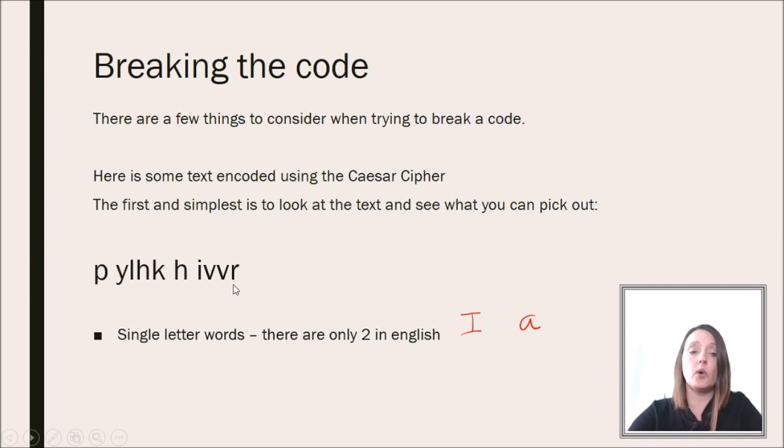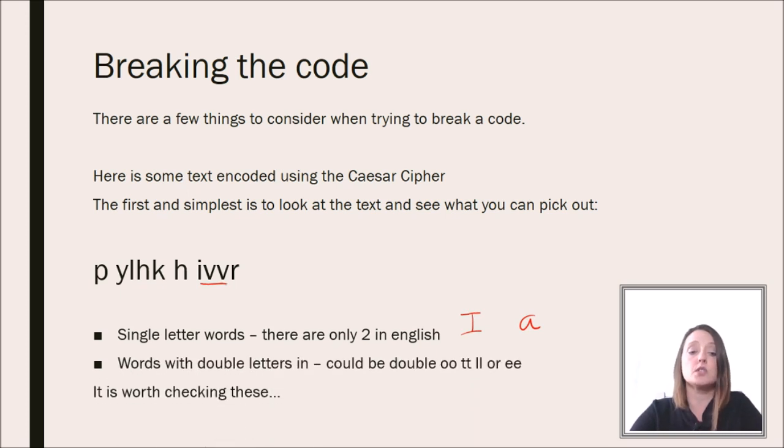Now, in this 4-letter word, this last 4-letter word, there's something else that's quite unique about it. And that would be that it has 2 letters following each other which are the same. So words with double letters in them. Again, there's only a limited number of double-lettered words in the English language. The most common ones are double O, double T, double L, and double E. So those would be good ones to start with.